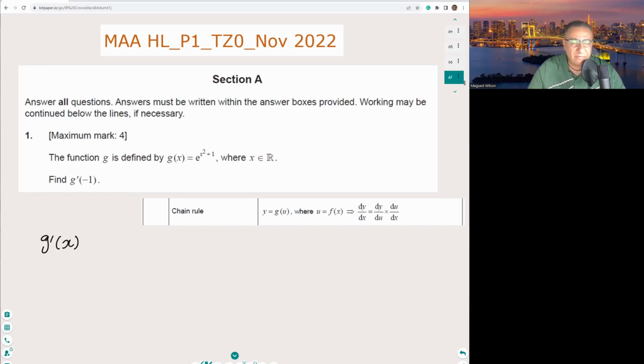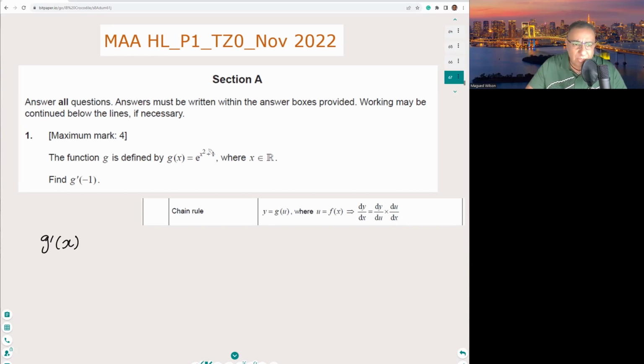So here we have e to the power of x squared plus 1, which is not as simple as e to the power of x, because here the power is already a function. So in this case, we are going to choose the chain rule. The chain rule says, if y equals g of u, where u is a function of x, then dy by dx is equal to dy by du times du by dx.